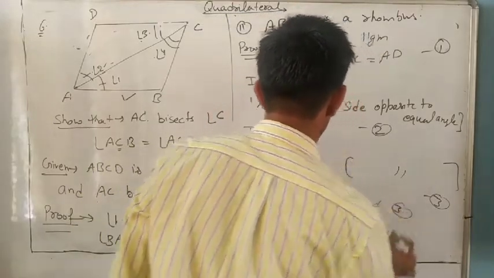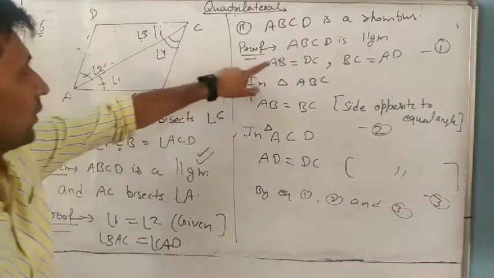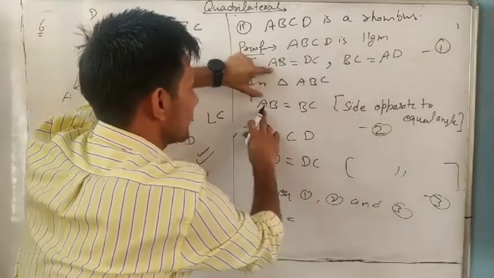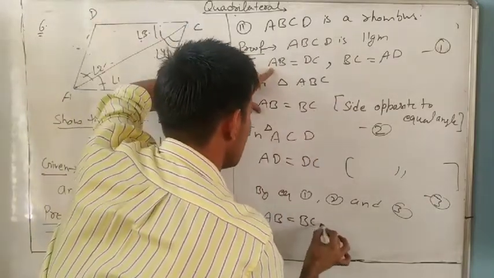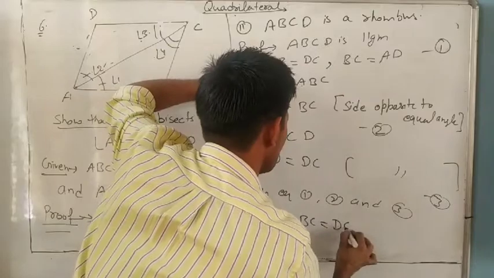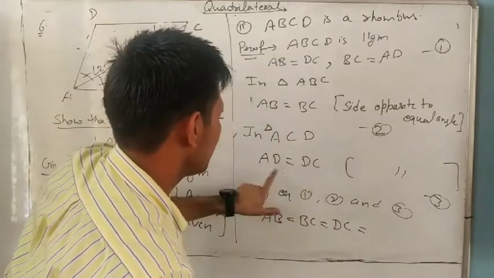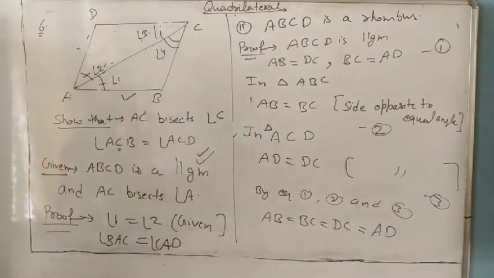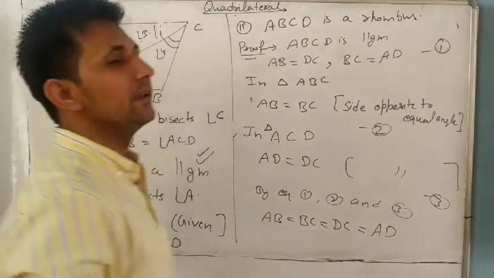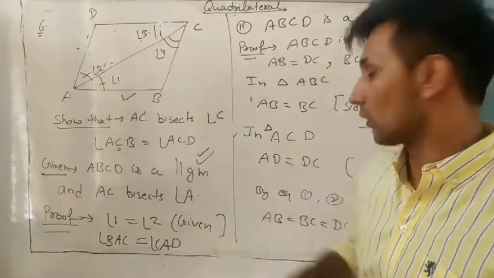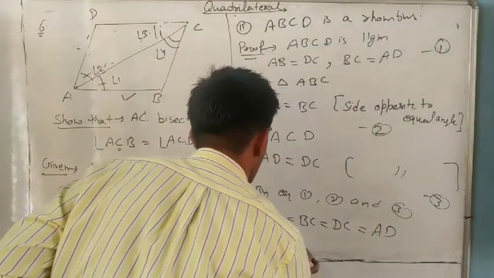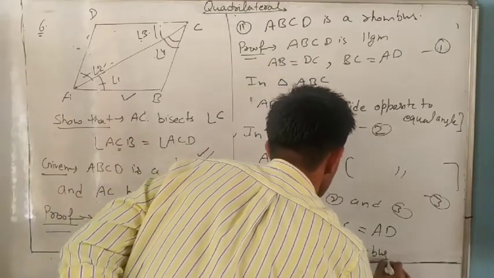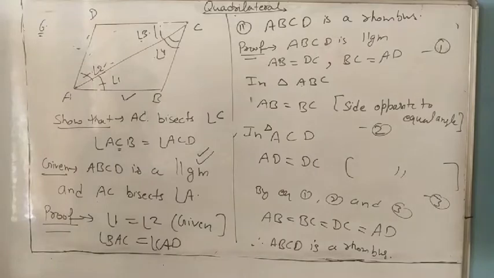What can you say? All sides are equal, because we know AB equals DC also, AB equals BC also, and AB equals DC also, and AD equals DC. So DC is also AD. So all sides are equal, and if all sides are equal, it means it is a rhombus. Therefore ABCD is a rhombus.